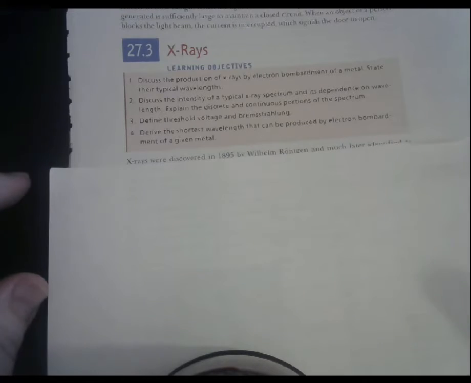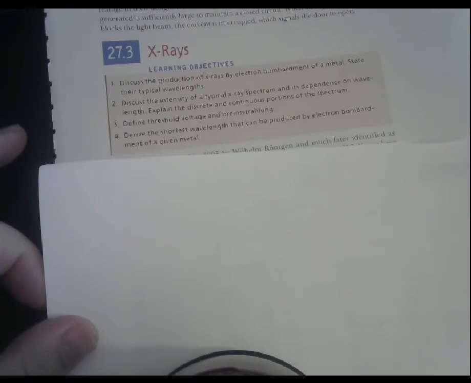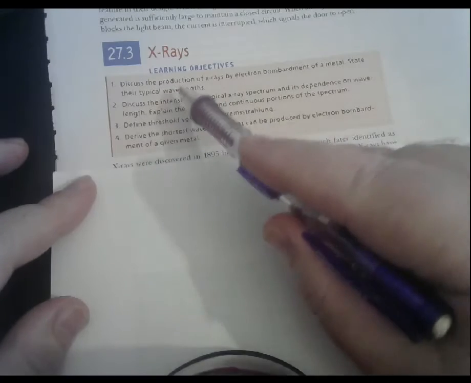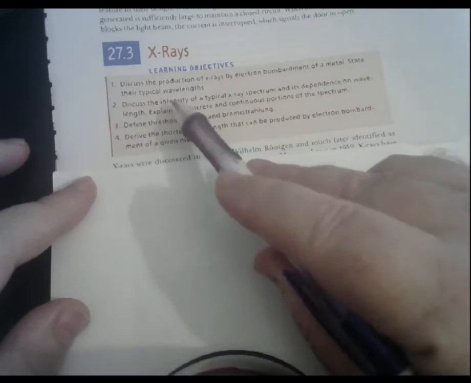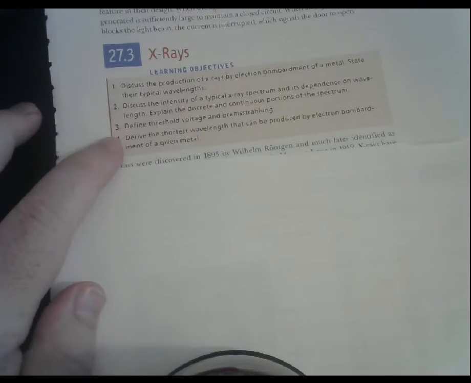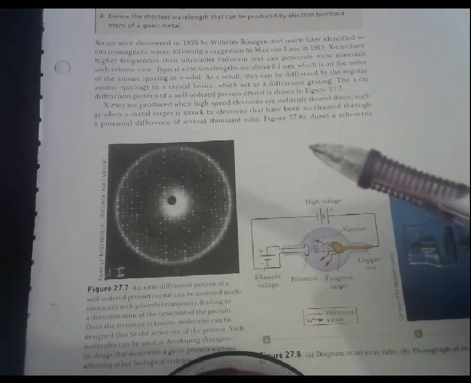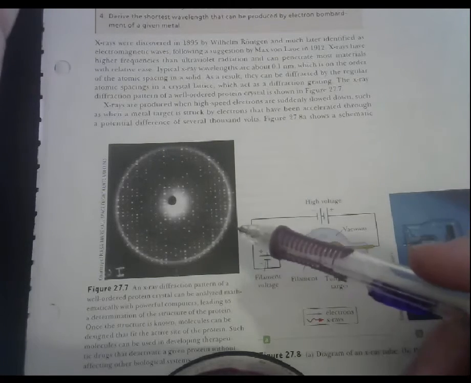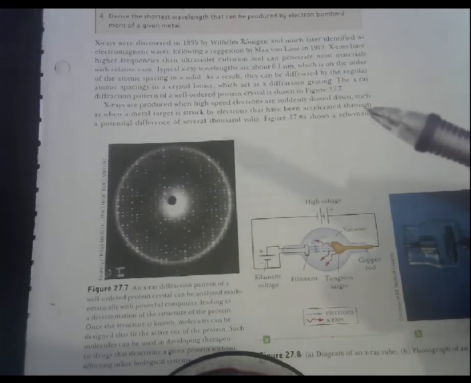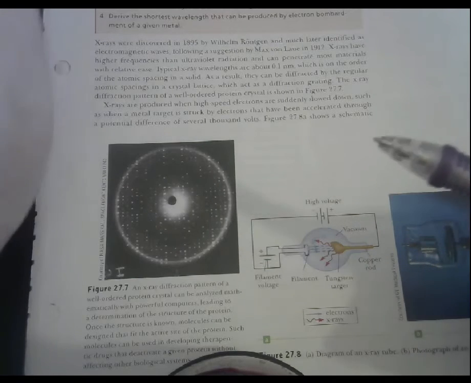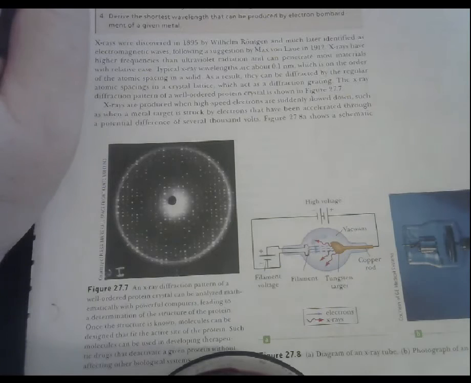Section 27.3 is about the production of X-rays, and in this section we're mainly talking about the production of X-rays. They talk about the intensity, the threshold voltage, and the shortest wavelength. Figure 27.7 shows a diffraction pattern, but actually, this doesn't belong in this section because we want to talk about the production of X-rays, the intensity.